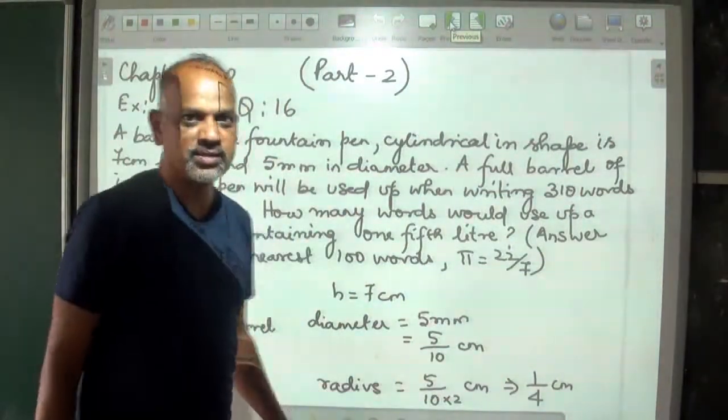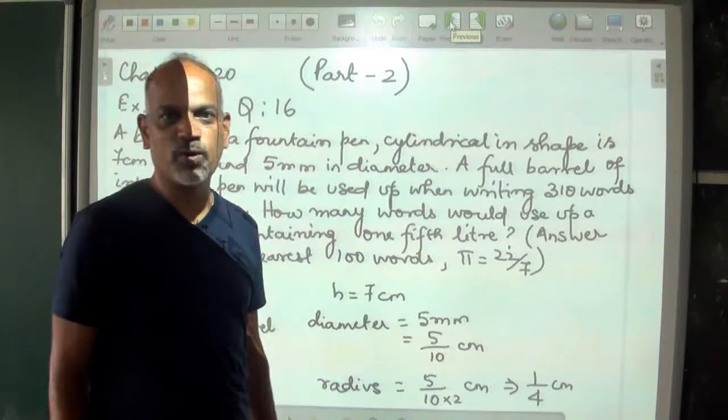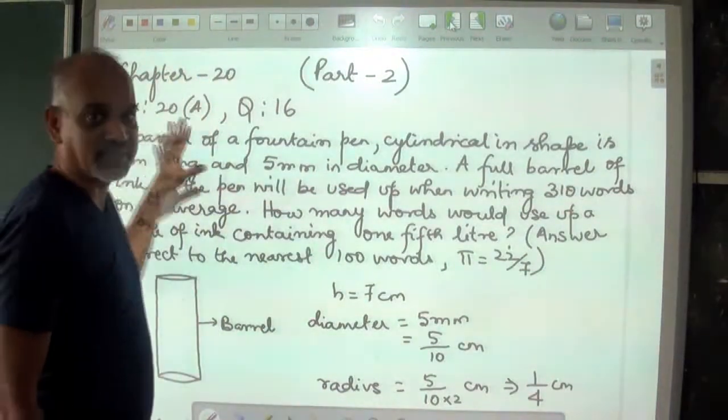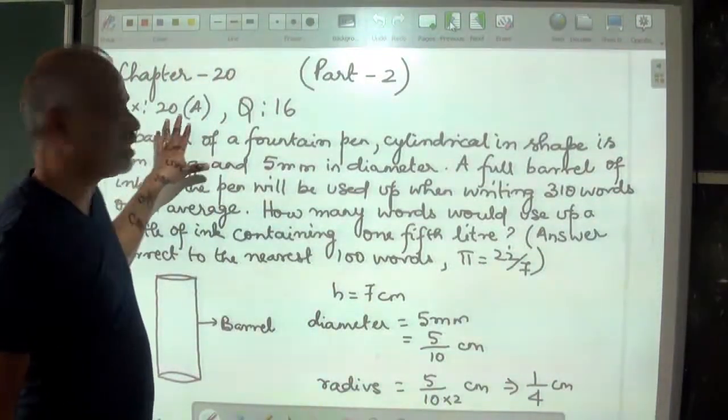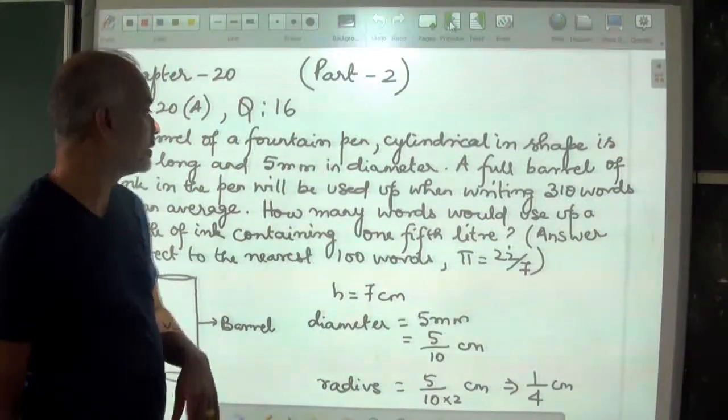This is the second part of the chapter on cylinder and cone. We'll go to the exercise straight away. Exercise 20A, question number 16.